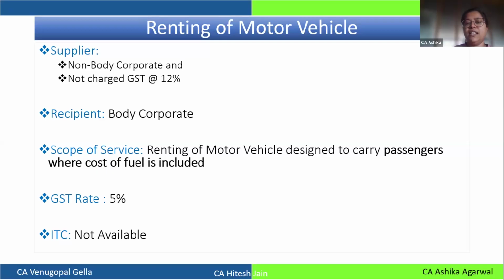And the word covered is only renting. So if it is leasing, hiring and so on, then RCM will not be applicable. So on a case-to-case basis, you have to see, as I said in the previous also, whether all the conditions specified under RCM have been met or not, and accordingly the liability will be decided.